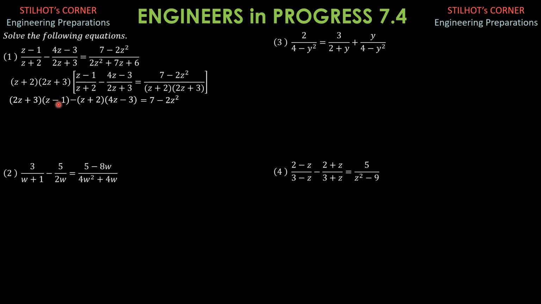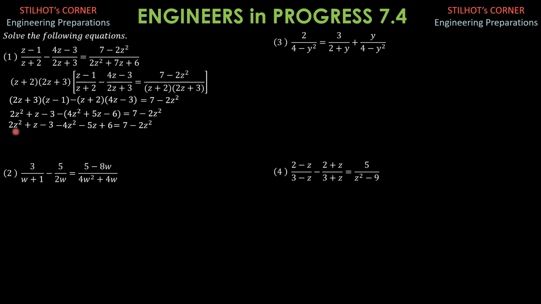So this is expanded into 2z squared, negative 2z plus 3z is z, then minus 3. 2z squared plus z minus 3, this one. Then minus quantity 4z squared, negative 3z plus 8z is 5z, then minus 6. So minus quantity 4z squared plus 5z minus 6, then we copy the right side. Simplifying further, we copy the first 3 terms, then minus 4z squared minus 5z plus 6, then copy the right side.